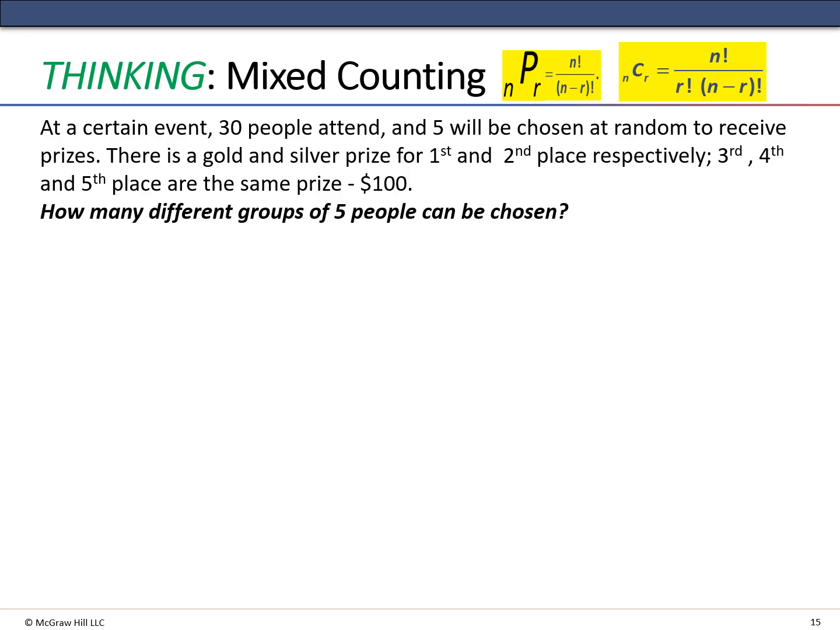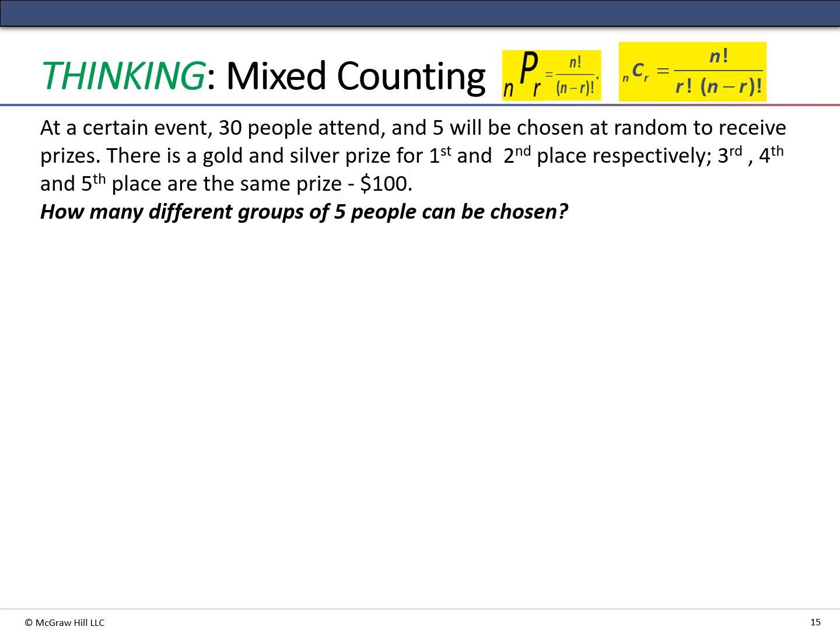So notice that we have 2 different types of prizes here. The first 2 are different, so that's a permutation. Order matters. If I'm in second, I don't get the same prize as first. But if I'm in the third, fourth, or fifth position, they're all the same, and so it doesn't matter if I'm in third or fifth, I still get the same prize.